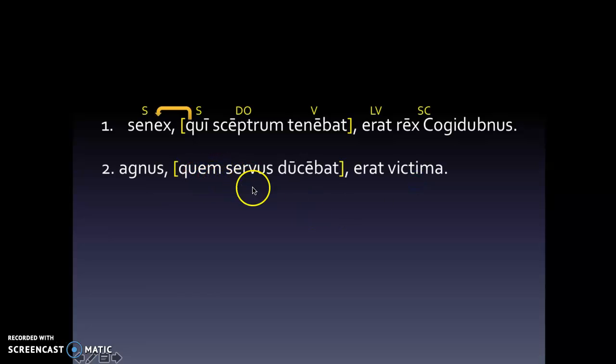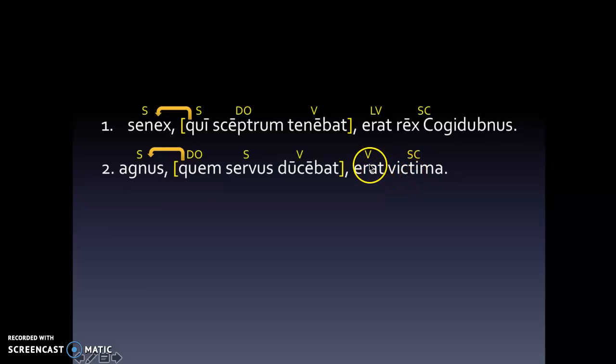All right, we've got quem to ducabat. That's our relative clause. Quem is referring to agnus. They are both accusative, they are both singular, they are both masculine. Quem is accusative, so it's going to be the direct object in the relative clause. Servus, nominative, so subject, and this is our verb.